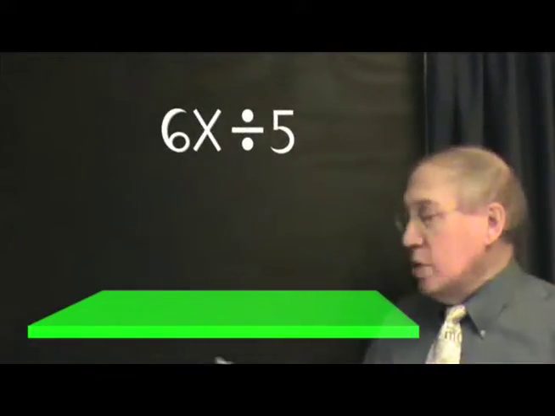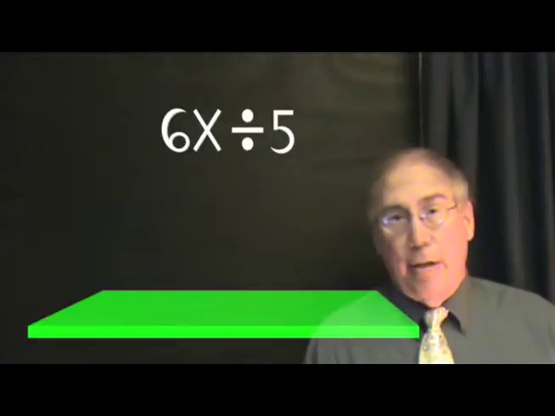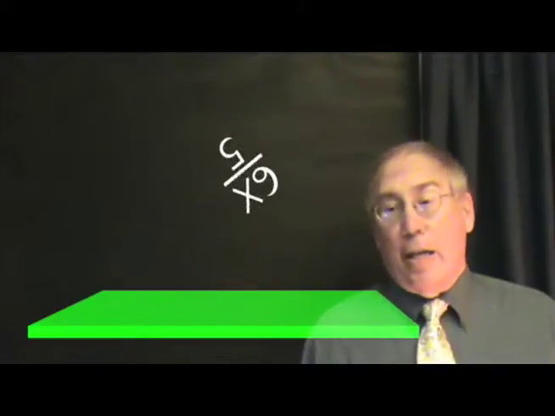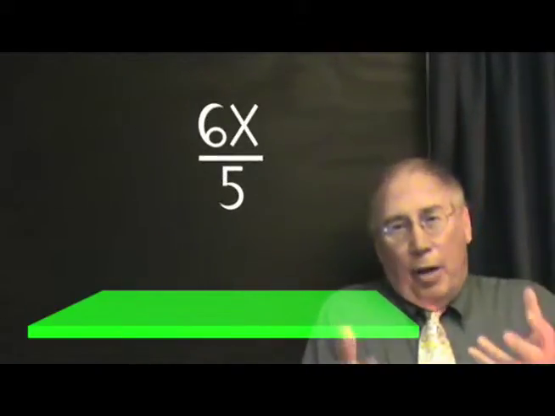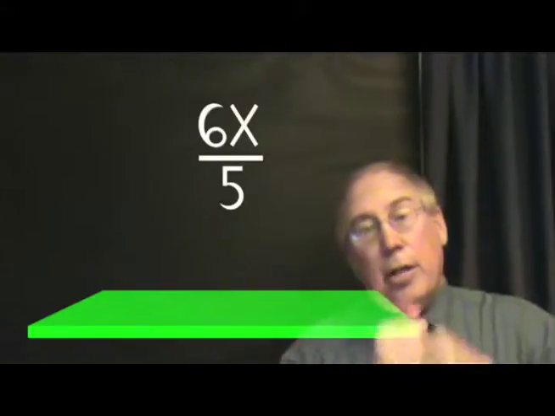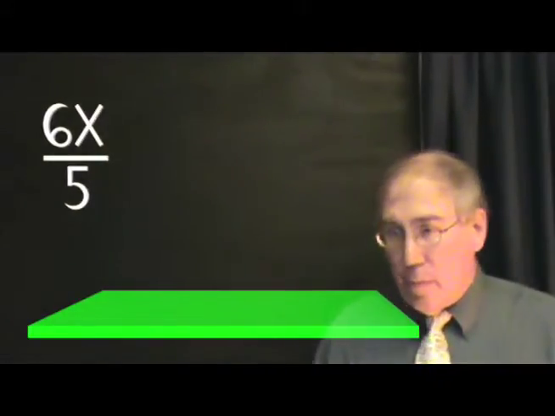Now here are some different ways of representing division using variables. You could say 6x divided by 5, or we could have it another way. We could have 6x over 5. Now, a fraction always represents division. You can take and divide the denominator into the numerator. So here is another example.